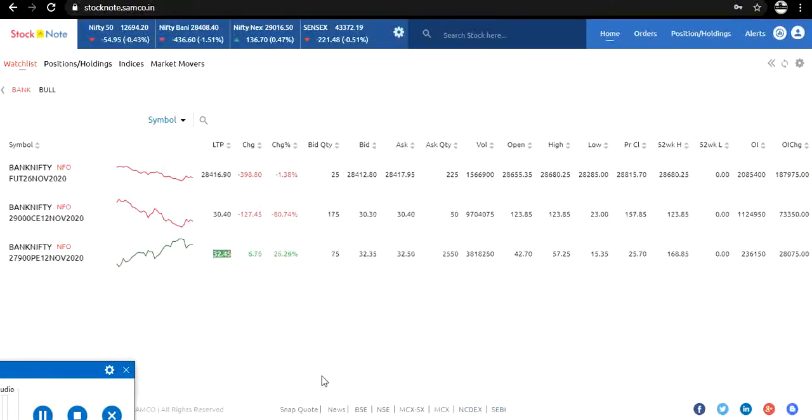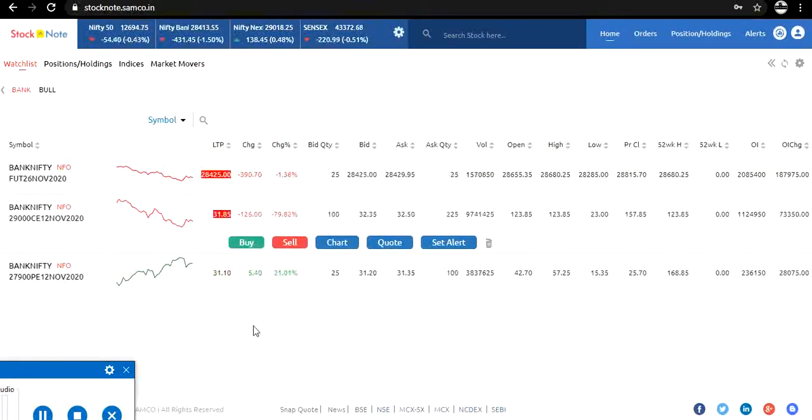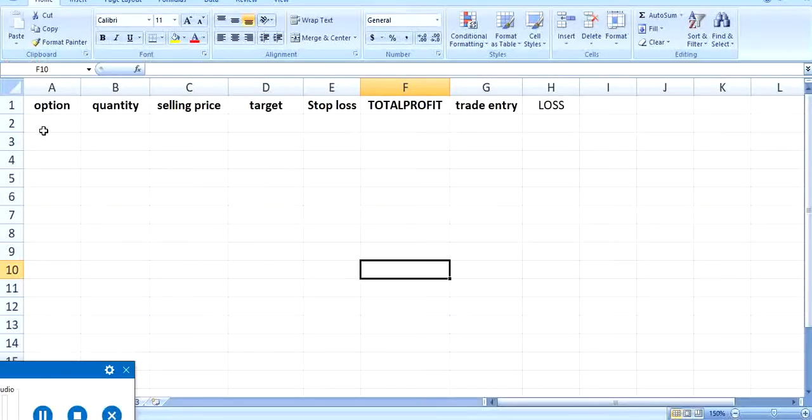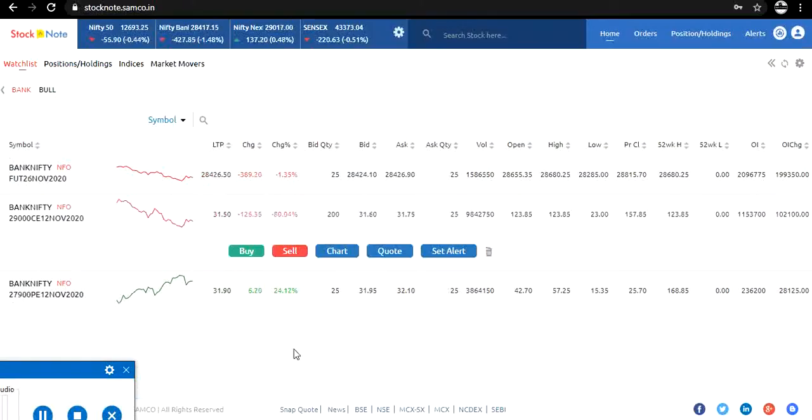Let us come on to my Samco account. I have added both of these options in my watch list. Okay traders, now we will place the order in this Excel sheet. So first let us sell the 29,000 call.